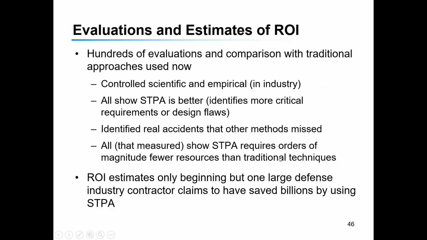Return on investment estimates are only beginning. One large defense industry contractor claims to have saved billions of dollars by using STPA. And how did they make the savings? Because they could find the problems, potential problems, during concept development and not design them in. We all know that the other techniques have to wait until you have a design. We all know that the later you find errors, the more expensive it is to fix them. That's how they were able to save so much money with it.